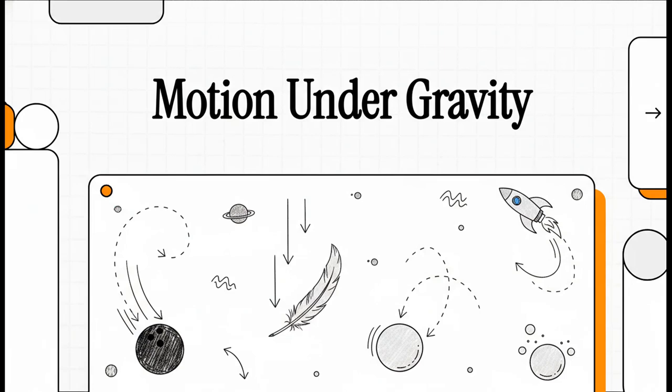Hello and welcome, students. Today, we're going to learn about a really important topic in physics, how to calculate the motion of objects under the influence of gravity. Now, I know this can be a tricky area sometimes, but don't you worry. We're going to learn a clear, step-by-step method today that will help you master it.